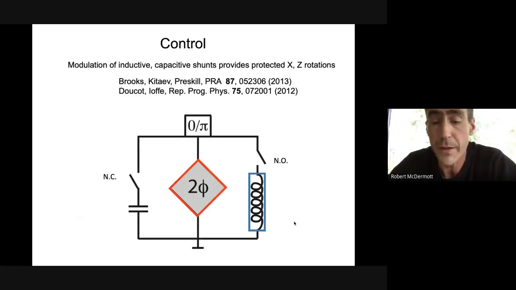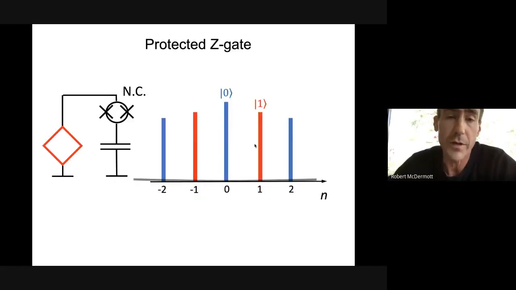Let's talk a little bit about control. With this type of qubit, the control is going to rely on modulation of capacitive and inductive shunt elements that will allow us to perform rotations in both charge space and in phase space to implement protected X and Z rotations. Okay, so how does this look? Let's talk about the protected Z gate first.